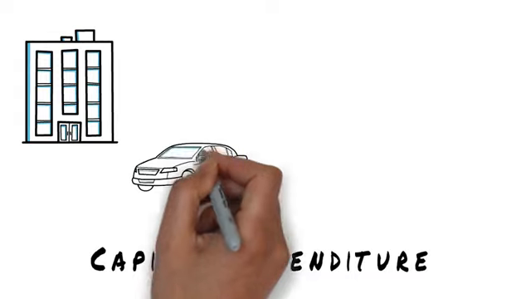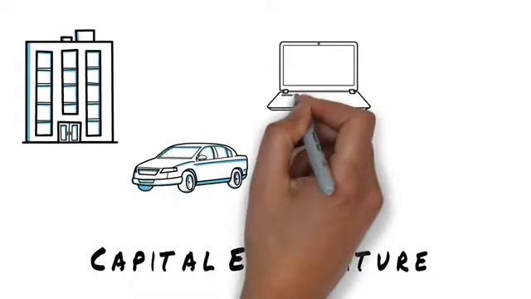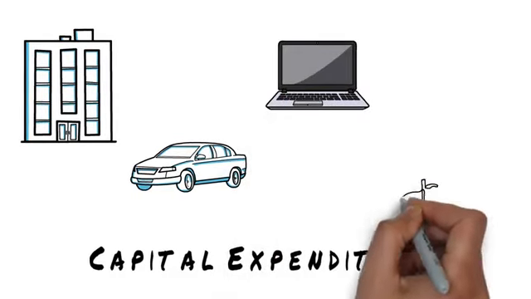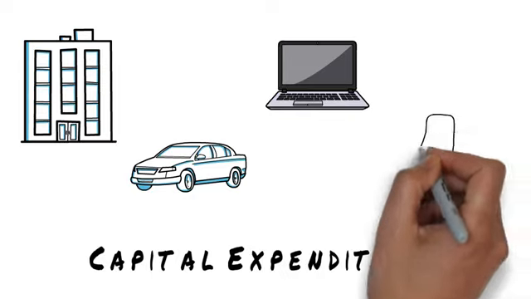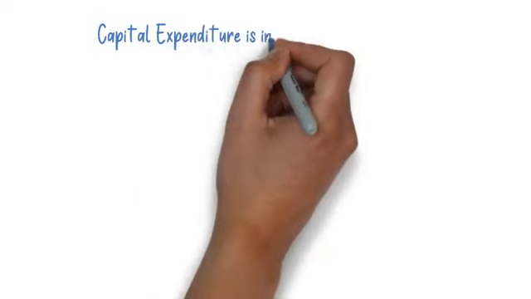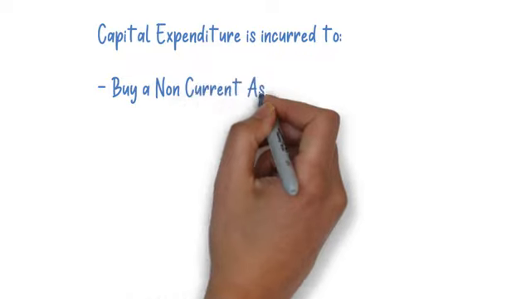Or whether we are buying a motor vehicle or a motorbike for the business, these are also capital expenditure. Any laptops, printer, office equipment, or any office furniture, it is also a capital expenditure. Now, what do all of these things have in common? Capital expenditure is any expenditure to buy a non-current asset.